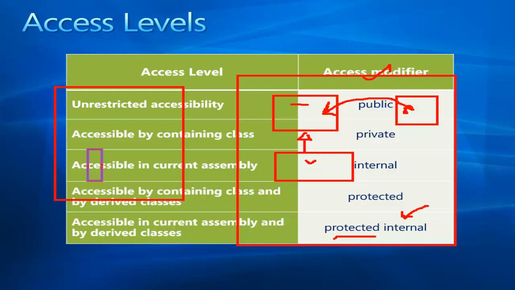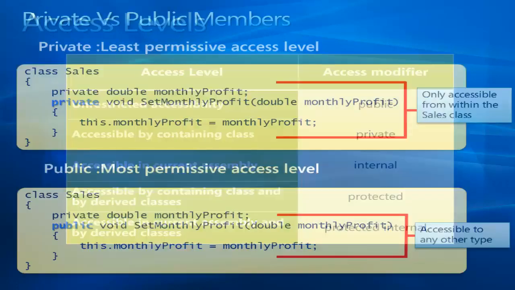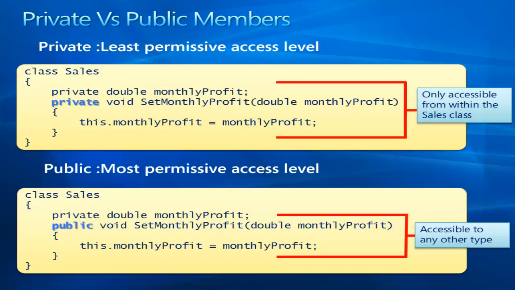So I can have one class which is trying to derive from this class. The protected member will be available anywhere, as long as it is visible to the other side. So the derived class could be in another assembly altogether. Let's look at the example over here.